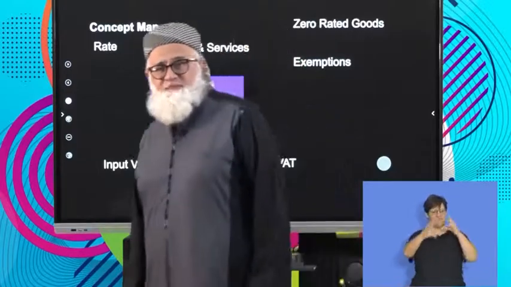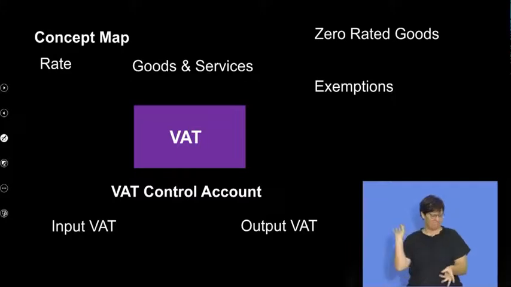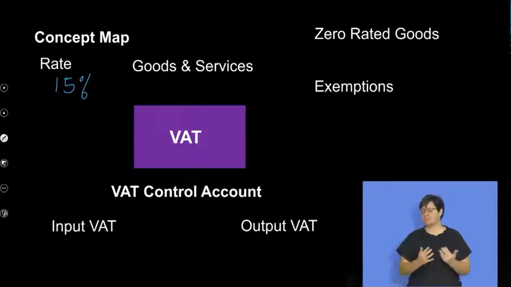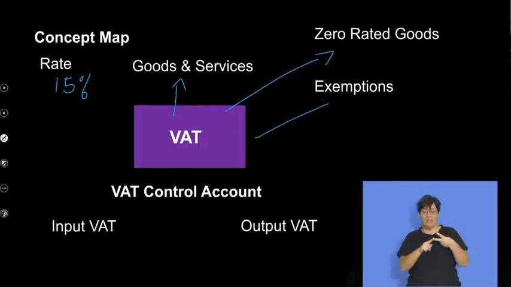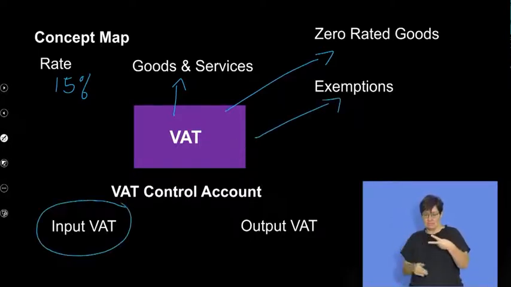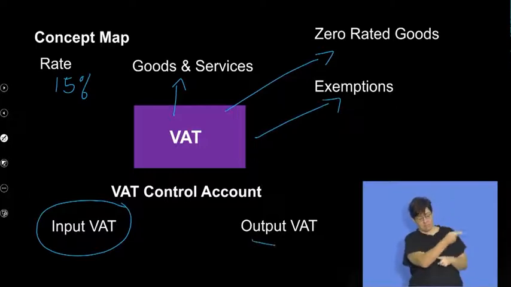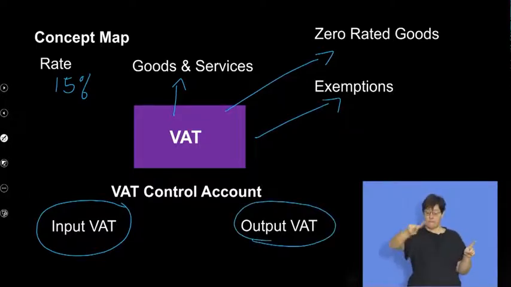A quick recap. Remember we said the current rate of VAT is 15%, right? We said that VAT is levied on goods and services. We said you have zero-rated items, you have certain exemptions on VAT. We said input VAT is a VAT that we pay as a VAT vendor, which we can claim back from SARS, and then you have output VAT, which is a VAT that we collect and we pay over to SARS.